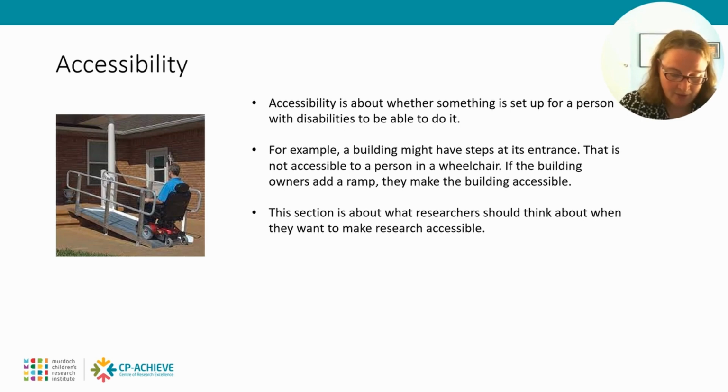Accessibility is about whether something's set up for a person with a disability to be able to do it. For example, a building might have steps at its entrance. That's not accessible to a person in a wheelchair. If the building owners add a ramp to the entrance, they make the entrance accessible. This section is about what researchers should think about when they want to make research accessible to AAC users. There's 3 things they need to think about.